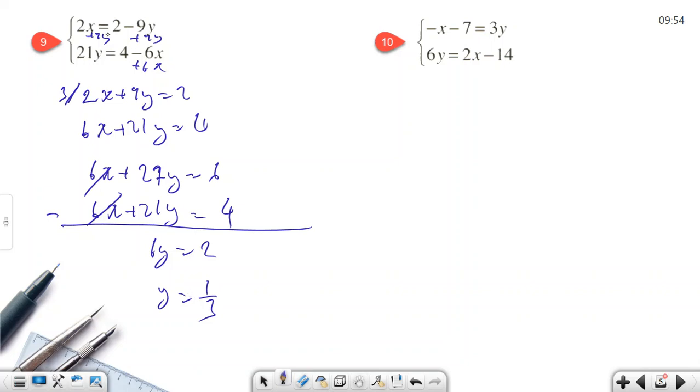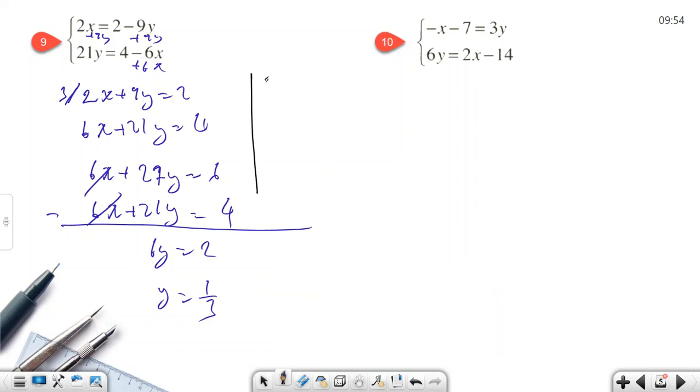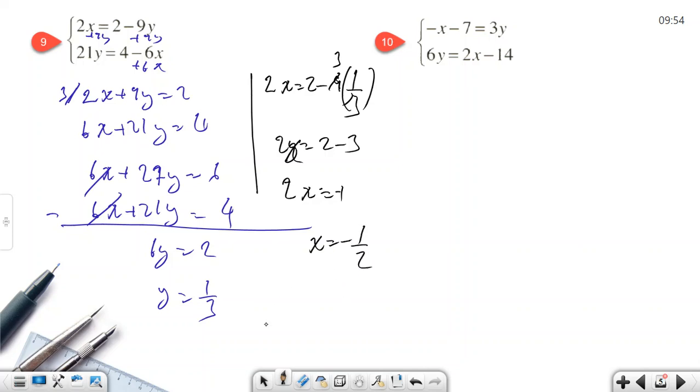If you have 1 over 3 for y, in the first equation, because 2x equals something, I can use that one. Let's change the color of the pen. 2x equals 2 minus 9 multiplied by 1 over 3. That's the y value. 9 times 1 over 3, cancel it, is 3. So 2x equals 2 minus 3. 2x equals negative 1. x equals negative 1 over 2. So what's my solution? Negative 1 over 2 and 1 over 3 is my solution.